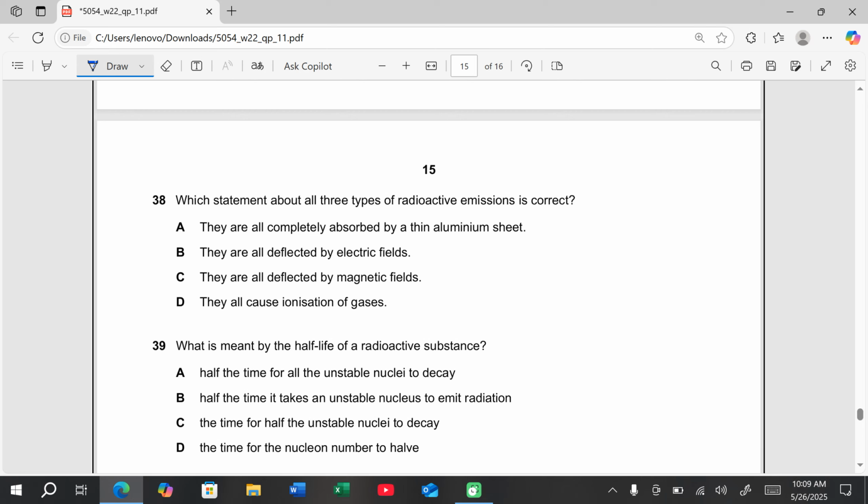Which statement about the three types of radiation emission is correct? They are all completely absorbed by a thin aluminum sheet. No, gamma is not. They are all deflected by an electric field. No, gamma does not. They are all deflected by a magnetic field. No, gamma does not. They all cause ionization of gas. Yes, they do. But some of them have more ionizing power, and some have less ionizing power.